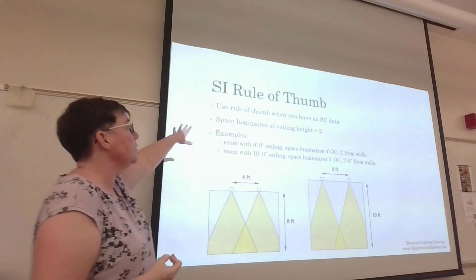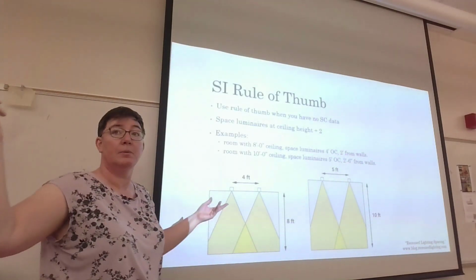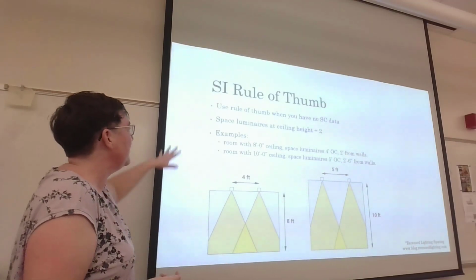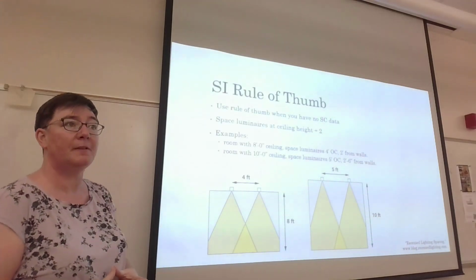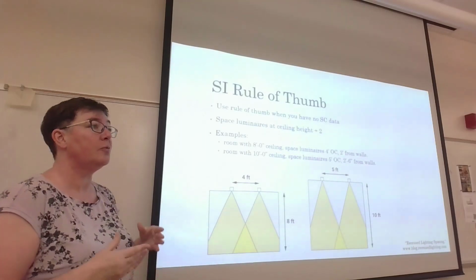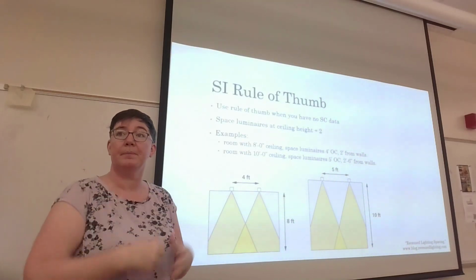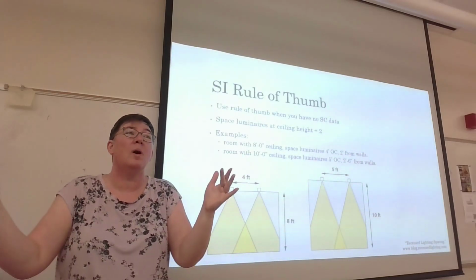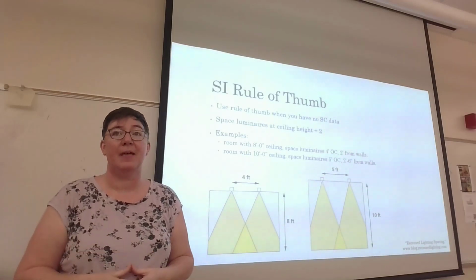We're going to space our luminaires at the ceiling height divided by 2. Wow, that was easy. So, for example, if we have a room with an 8-foot ceiling, we will space the luminaires roughly 4 feet on center from each other. Also, when you space them from the walls, they should be about 2 feet from the walls. Half of that spacing criteria.